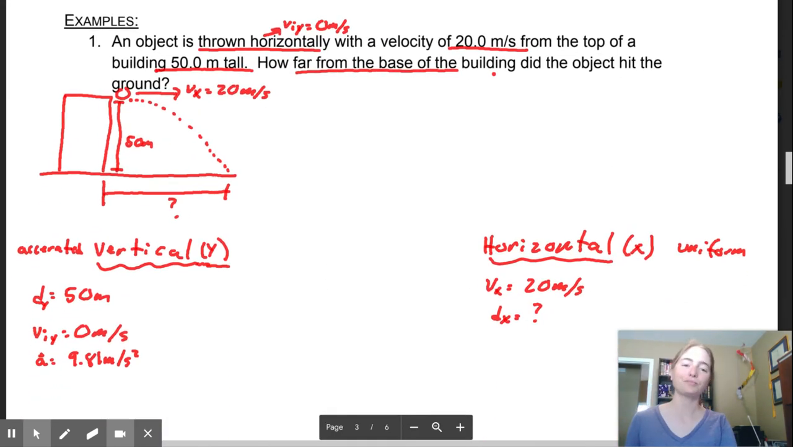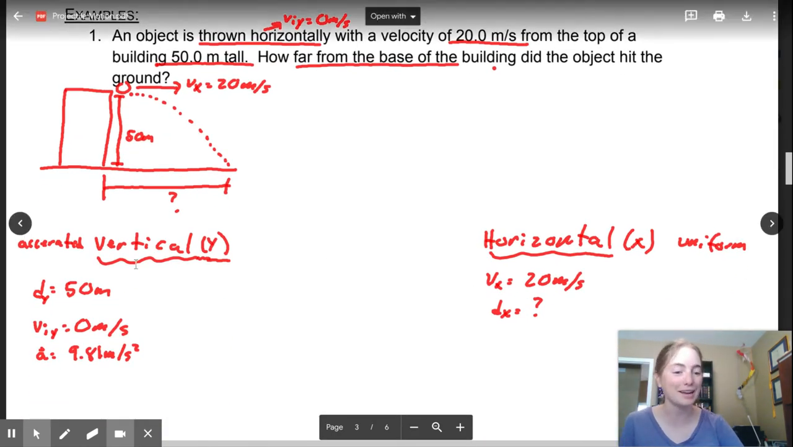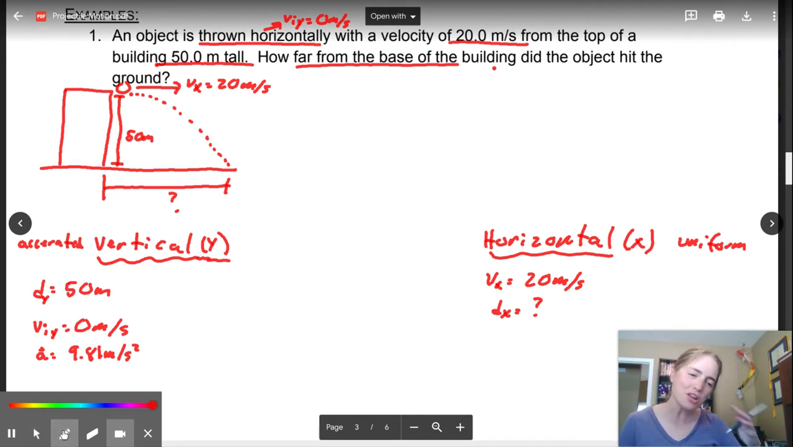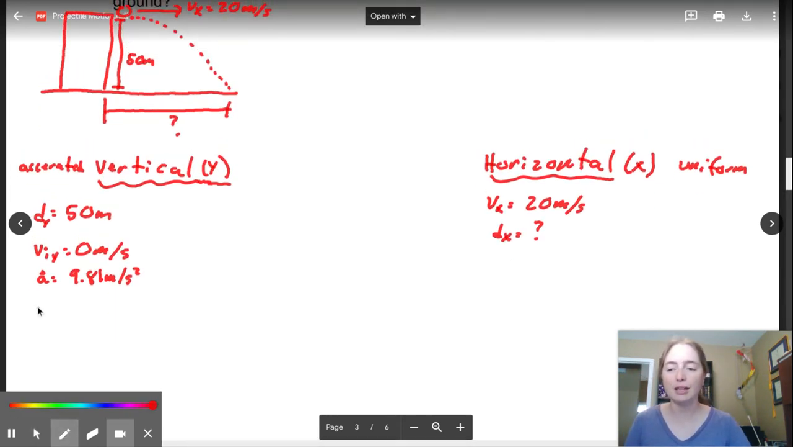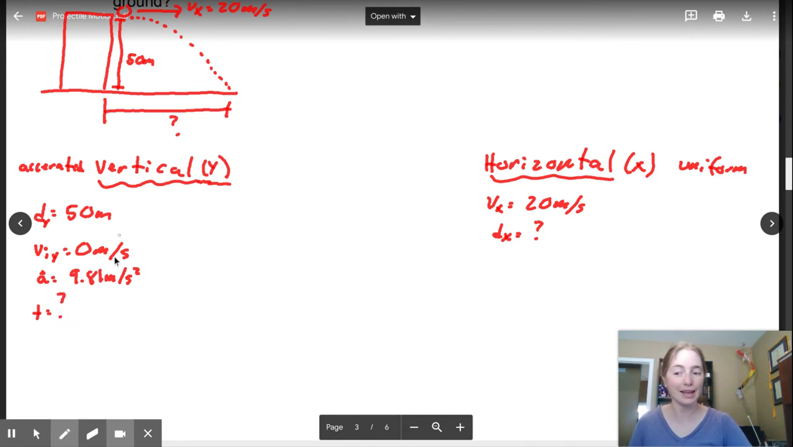So we need to calculate time. Your first mission with any projectile motion question, your first goal is to get time. Okay? So by finding time and getting time, you can then jump from one to the other. So I am going to calculate time on the vertical because I absolutely can do so.